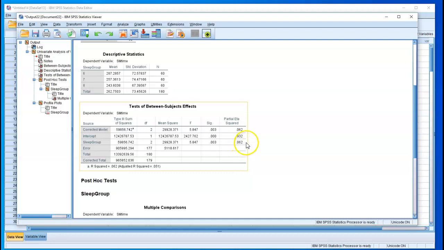You'll note that you also have partial eta squared here. SPSS only gives partial eta squared as a measure of effect size. If you want omega squared, you need to either do it by hand or use an online calculator.